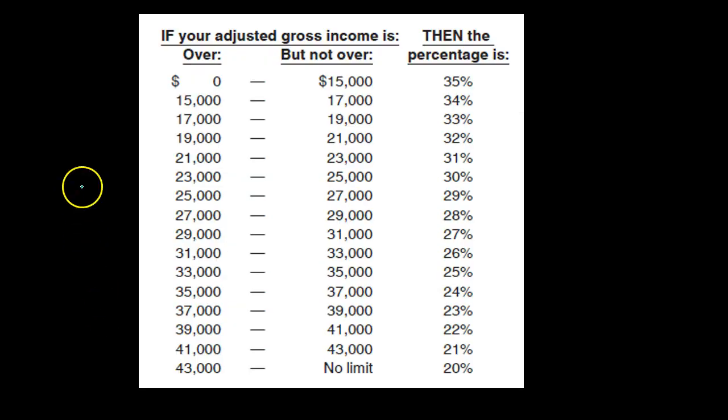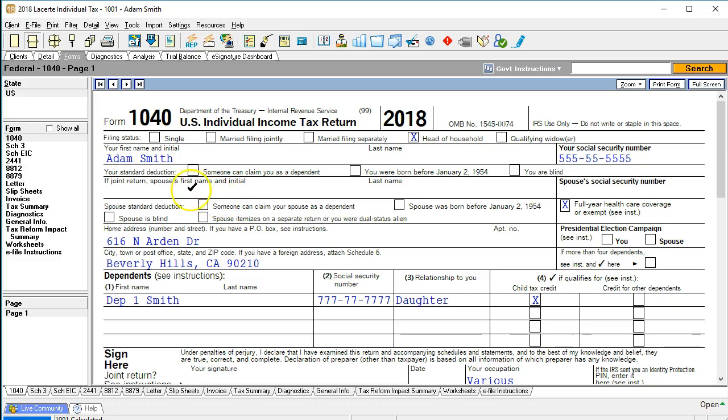Back to the text. So here's going to be our table. If your adjusted gross income is over this amount, but not over this amount, you're going to use this percentage. So we're just going to take that number on line 7, the AGI, see where it lies. It's going to lie in between one of these two numbers, and we'll find which one it lies between. For example, if it was 28,000, it would be right between the 27 and then the 29, and then we would use the percentage of 28%. Let's take a look at our example.